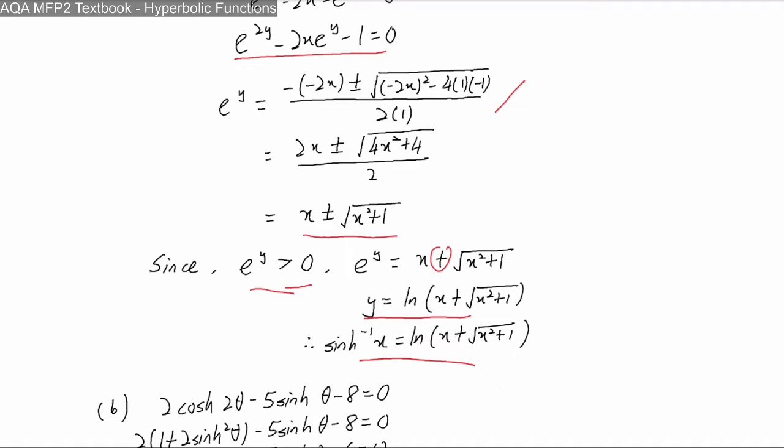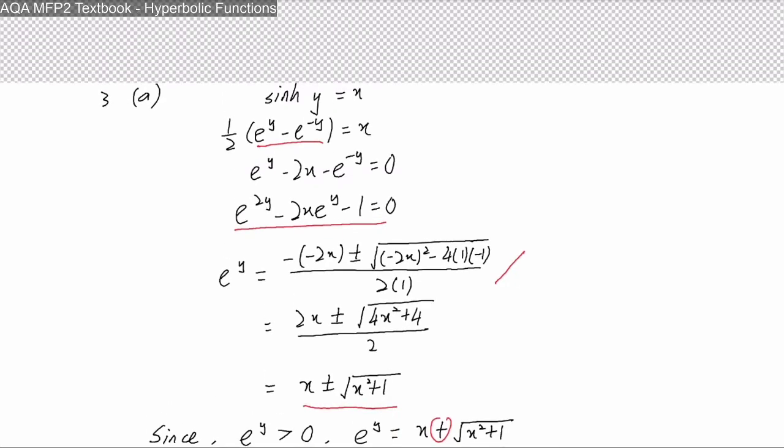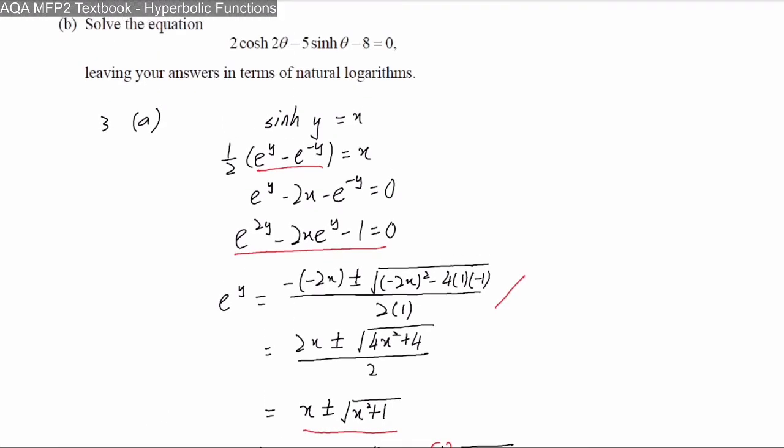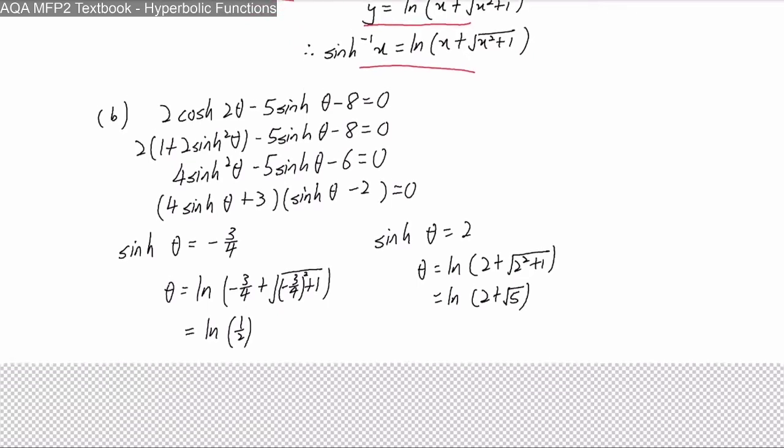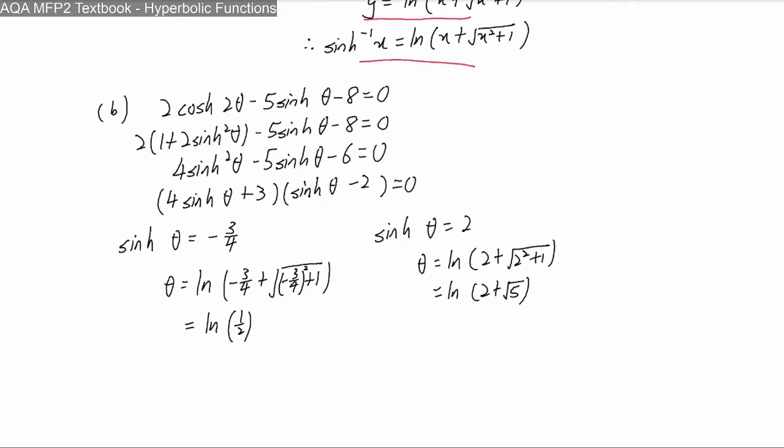Okay, so if you look at the next part of the question, it says solve the equation 2 cos 2 theta minus 5 sin theta minus 8 is equal to 0, leaving your answer in terms of the ln. So for this part, what we need to do is use a little bit of the identity, similar to the trigo identity which involves a double angle. So we have a cos 2x, so we have to change it to something which is only in terms of theta.